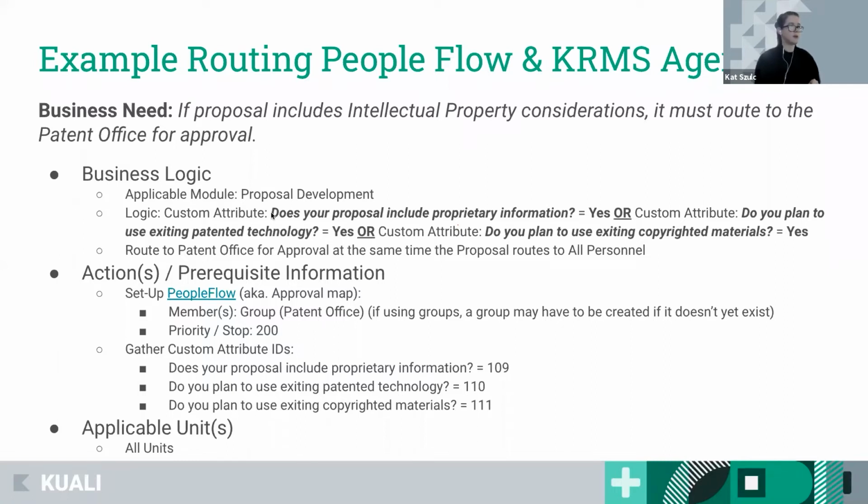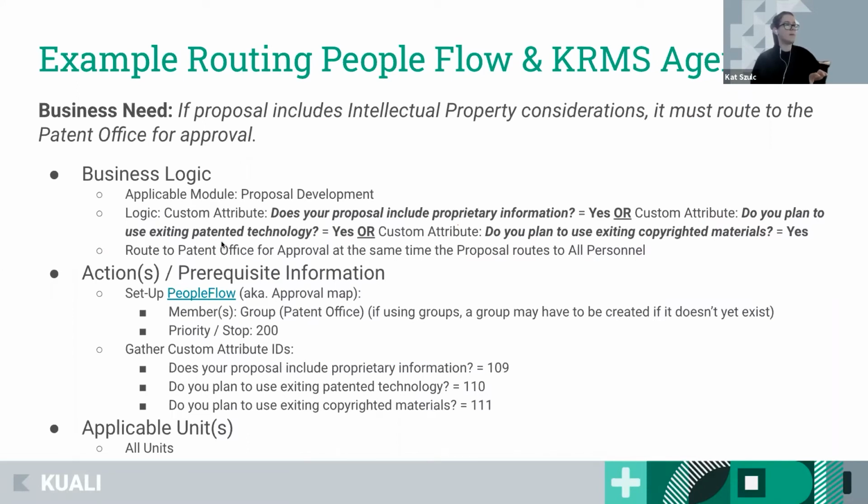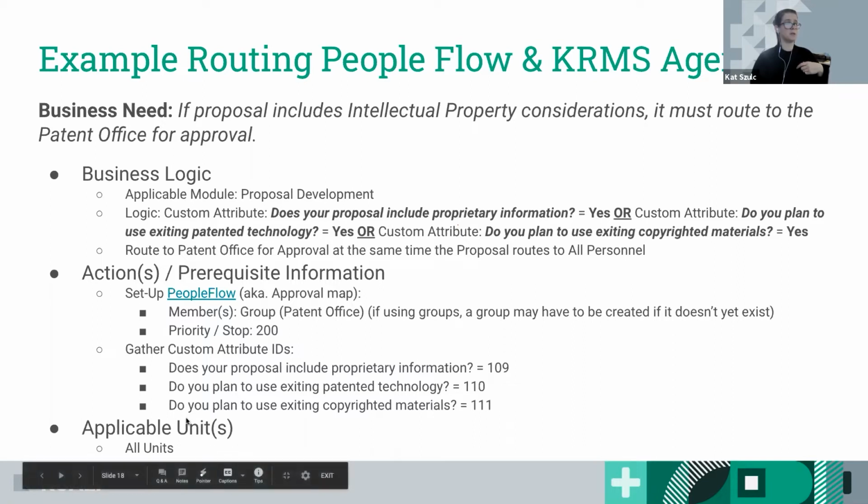So these custom attributes that I have highlighted here, I apologize, each one of these has an ID associated with it. So I need to figure out what those IDs are. And I just documented them here quickly so that I can quickly enter those IDs as I'm working with building this rule. And then this is going to be applicable to all departments. So that's why I've listed all units as the applicable units here. So once I have this information documented, I'm going to go in and start building this now.